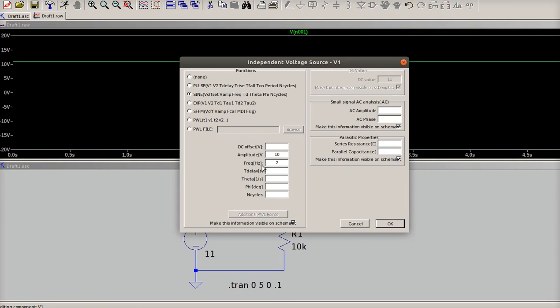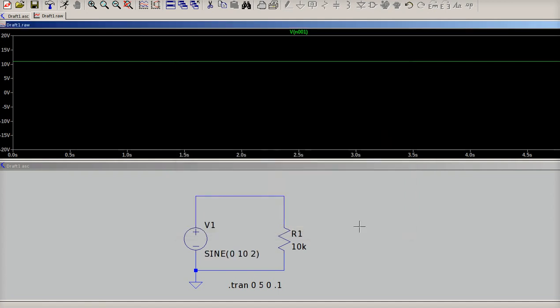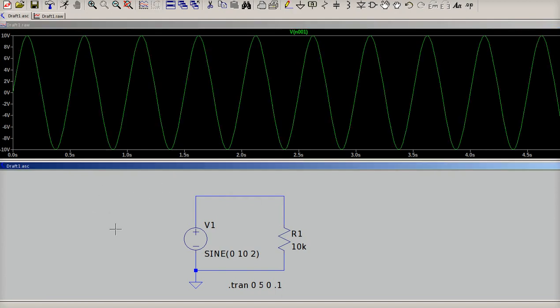Okay. Time delay. Most things you can leave blank. Eventually we will be setting this up. For right now, I'm just wanting you to see what the result is and what it would potentially look like on the oscilloscope. Okay, so I'm going to click OK, and I'm going to tell it to rerun my simulation. And what you see now is my signal is now a sine wave.